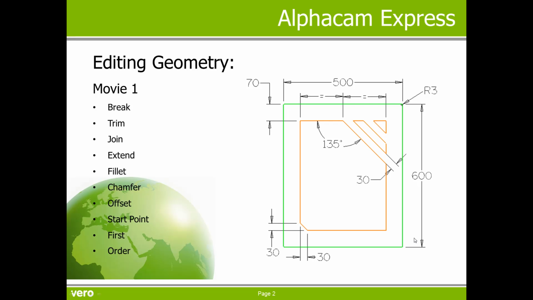This concludes this AlphaCam Express editing geometry movie number 1. We use all the commands you can see on the left hand side there to create this door you can see on the right. We also showed how you can use start point, first and order to prepare these geometries for machining and optimize the application of the toolpaths.